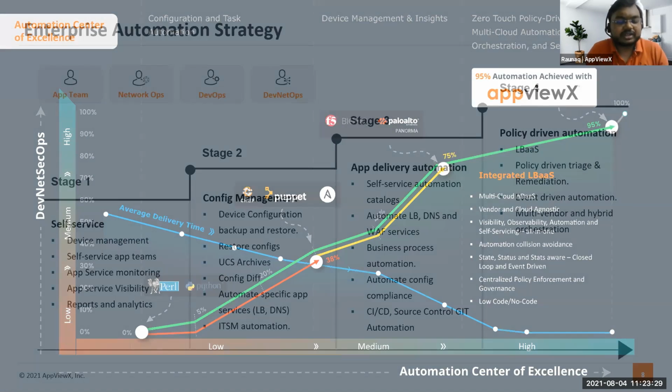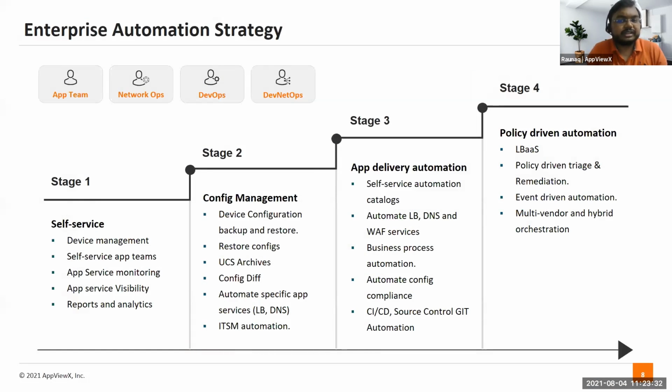Now, the enterprise automation strategy: stage 1, stage 2, stage 3, stage 4. We have divided it into stages to give you an understanding of the self-servicing capability, configuration management, app delivery and policy-driven automation. How exactly will you reach the stage where everything is automated, right? You have to take baby steps and start climbing these stairs to reach stage 4. The smallest and first big win you can get using AppViewX is a self-servicing capability.